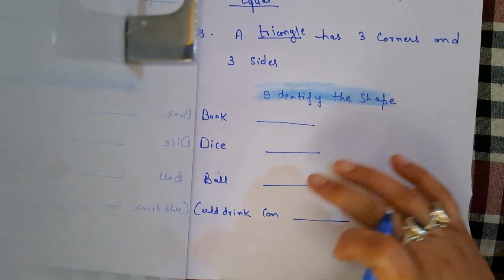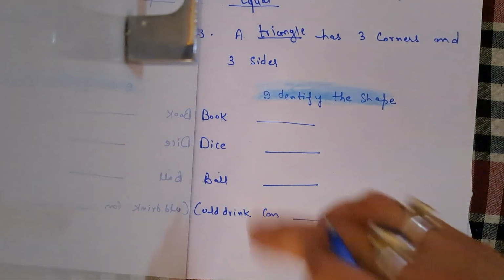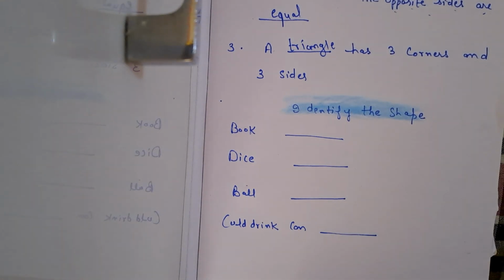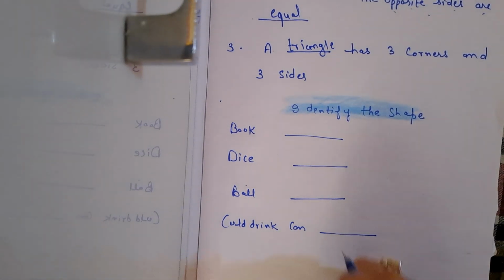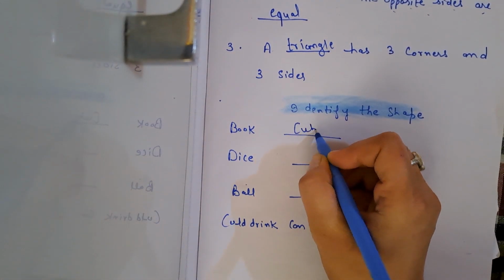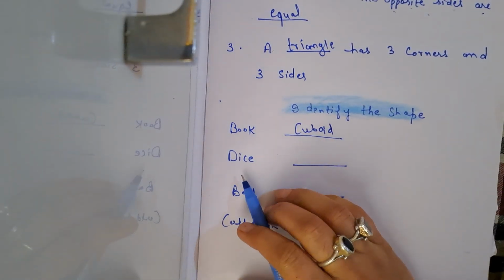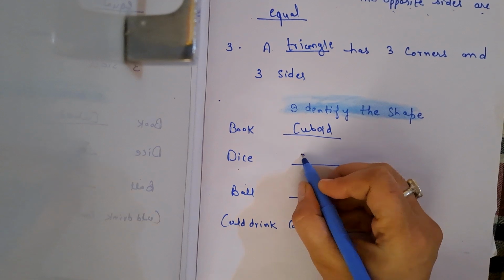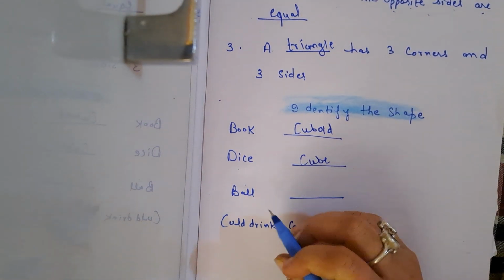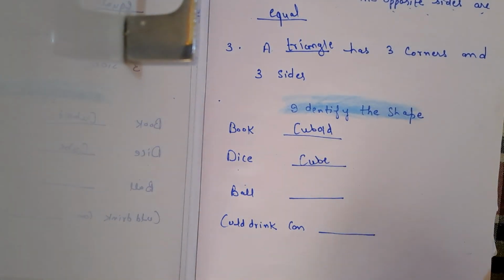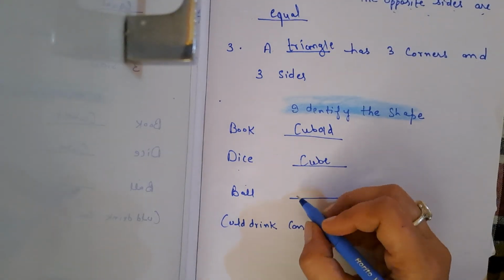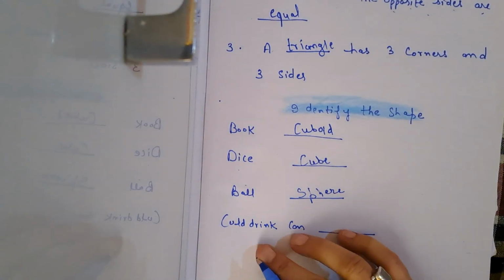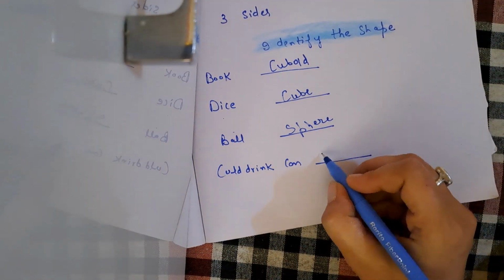Identify the shape. Now you have to identify the shape of the object. The first object is a book. So now tell me, what is the shape of a book? A book is a cuboid. Okay, cuboid shape. Now the next one is dice. Dice is the shape of a cube, because all faces are square. A ball is a sphere. Okay, now a cold drink can is a cylinder shape.